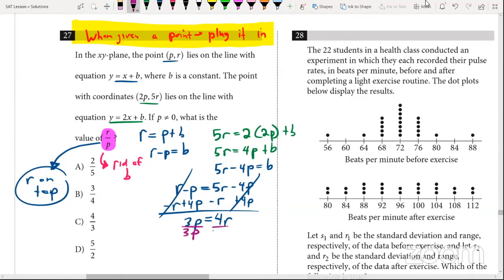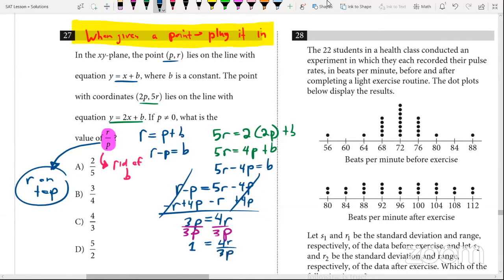So one thing we can do to simplify this is to simplify it in a way that gives us R on the top. So I'm going to divide by 3P on both sides. So 3P divided by 3P is the number 1. And on the right, we have 4R over 3P. So we've got 4R over 3P.